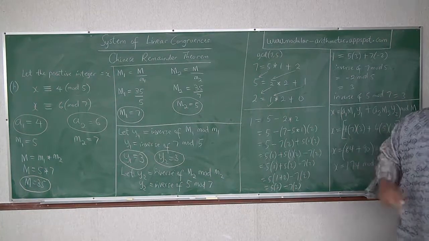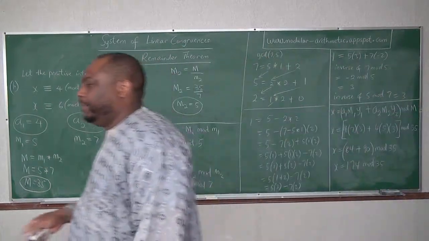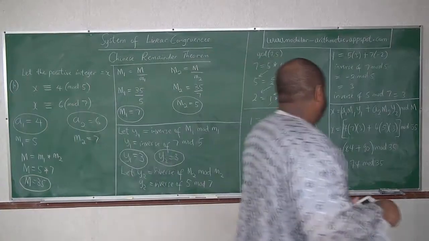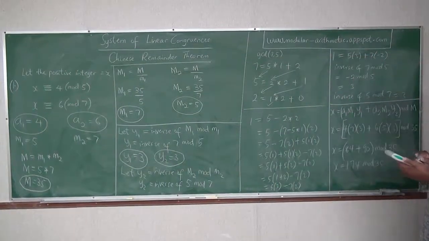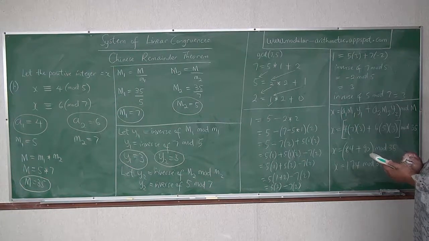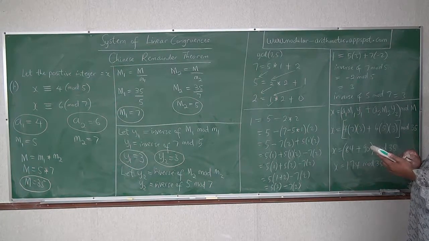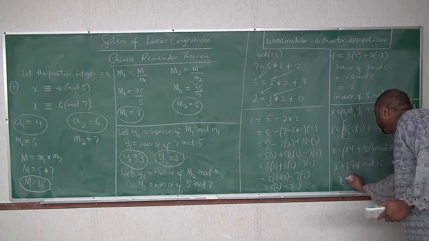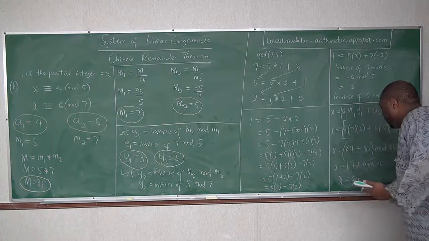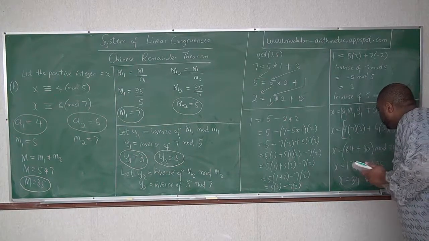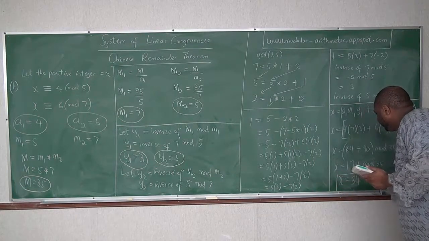Let's use a calculator to be fast. So 174 divided by 35 is 4 point something. 35 times 4 is 140. 174 minus 140 is 34. x is 34. Our answer is 34.